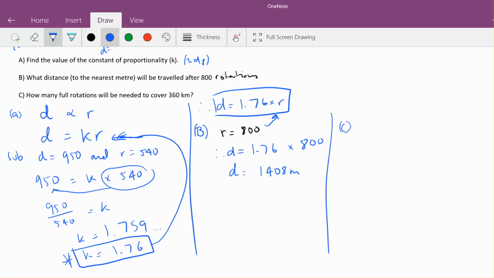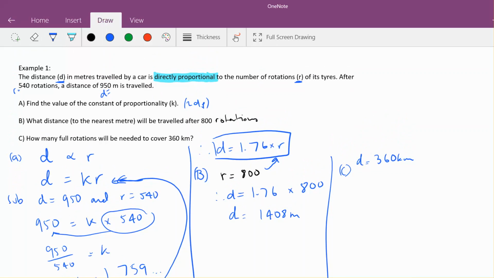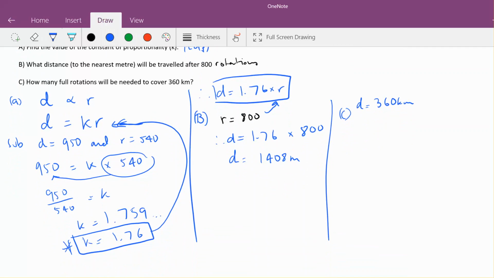Let's do C. How many full rotations will be needed to cover 360 kilometers? So d equals 360 kilometers, but remember up here, d is in meters. So how many meters are in a kilometer? Well, there's 1,000, so we have to be careful there. Okay, we have to be very careful. So let's change this to meters. d equals 360 times 1,000. We know that's 360,000. That's a big distance.